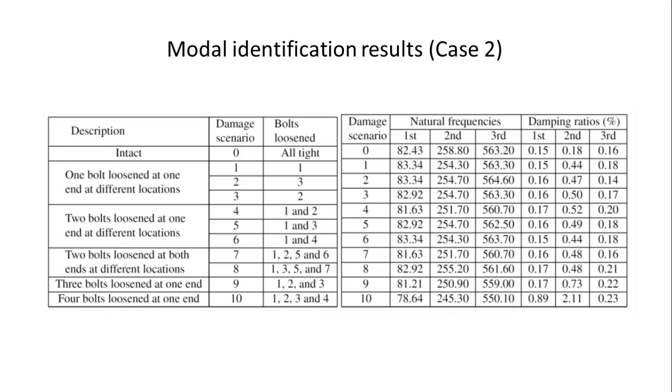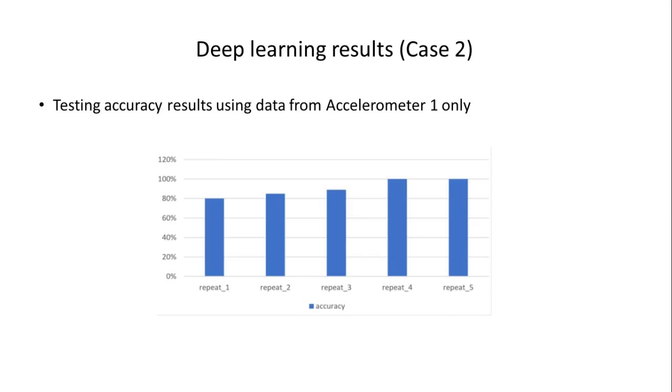And from the modal identification result, we found out only when all bolts are loosened, there are some changes in the modal frequency. From the damping ratio, we can see only the second mode damping ratio has some changes. But it's very hard to identify because modal damping ratio is not easy to use as an indicator. But using the deep learning algorithm, we found if we use just 1, we can actually reach 80% accuracy. Use 4 and 5, we can reach 100%.